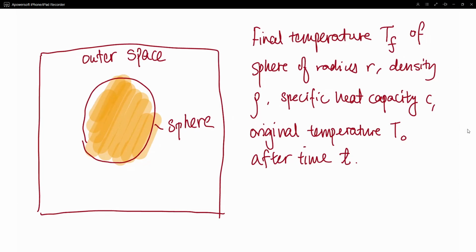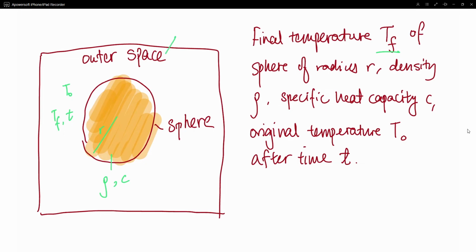Hello everyone, today we'll be doing this physics question and finding the final temperature Tf of a sphere of radius r, density ρ, specific heat capacity C. It has the original temperature of T0 and we'll be finding the final temperature Tf at the time t. So the sphere is going to be in outer space, meaning that there's a few assumptions we can make.